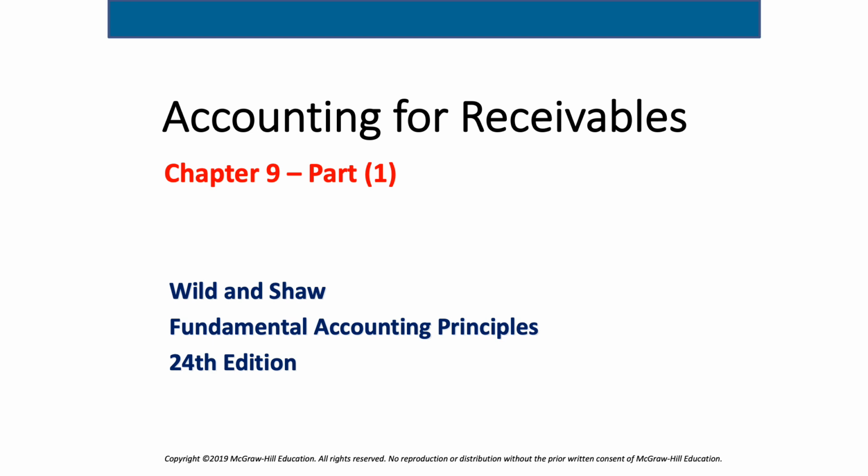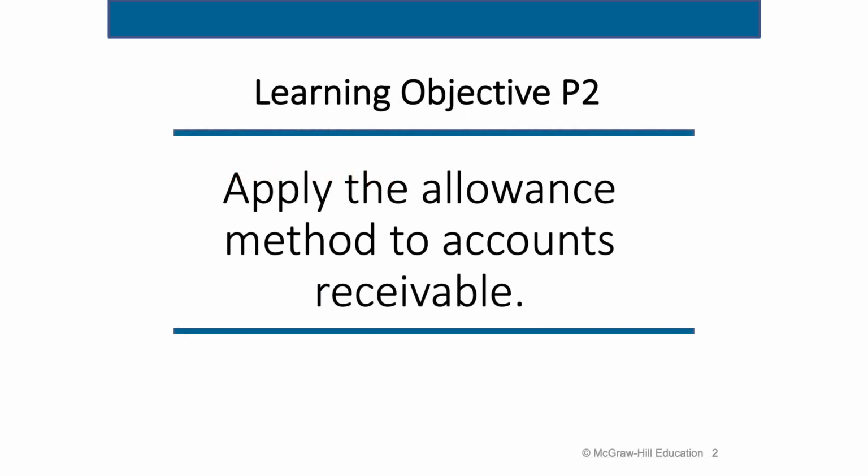In this video, I'm going to explain Chapter 9, Part 1. The chapter title is Accounting for Receivables. Please pay attention. The first learning objective in this chapter is to apply the allowance method to account receivable.